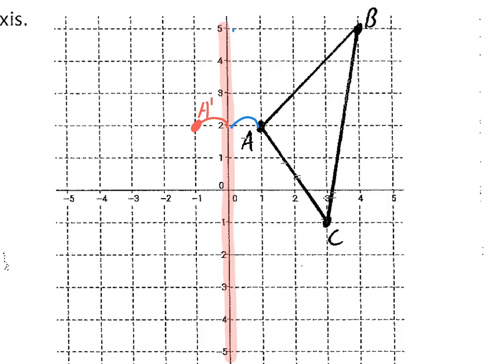B is 1, 2, 3, 4 away from the axis. So B prime will be 1, 2, 3, 4 away from the axis. Same thing with C prime. I'm sorry, C. So here's 1, 2, 3 away. So C prime will be 1, 2, 3 places away.